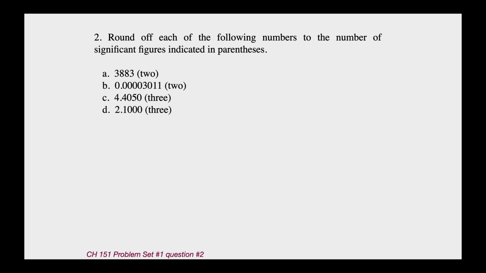And remember, if the first number you drop is between 5 and 9, then you round up. But if the first number you drop is between 0 and 4, then you don't round up. So in the first one, 3883, and we're going to round to 2 sig figs, we'll cut it off after the first 8. So what that means is that the first digit dropped is an 8. That's between 5 and 9. We would round that up. It would be 3,900. 3,900 would be a 2 sig fig version. So we did round the 8 to the 9 because the first digit dropped is between 5 and 9.